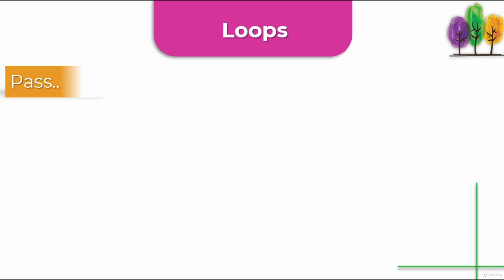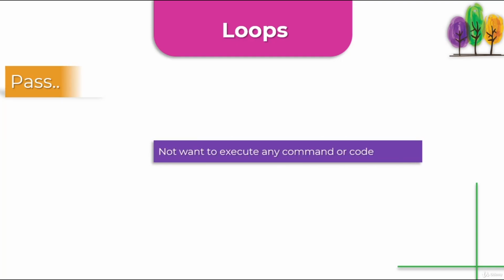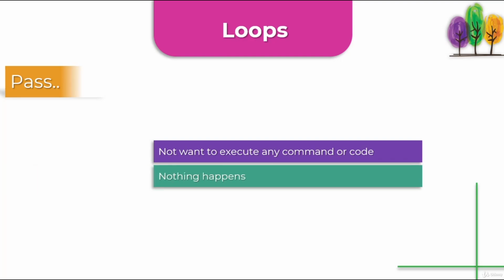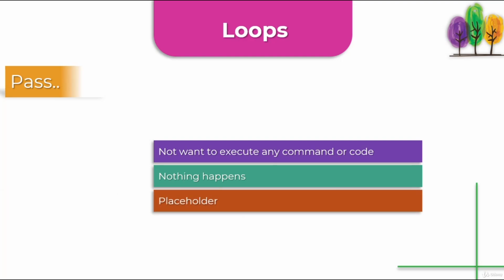The pass statement is used when a statement is required syntactically, but you don't want any command or code to be executed. The pass statement is basically a null operation, which means that nothing happens when it executes, right? So we generally use it as a placeholder. Suppose we have a loop or a function that is not implemented yet, but we want to implement it in the future.